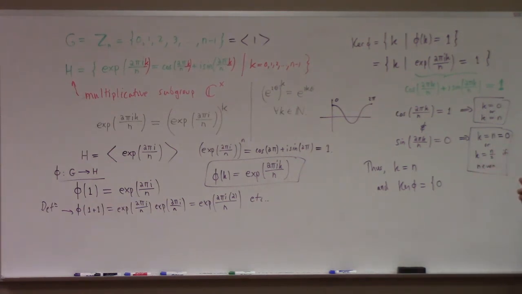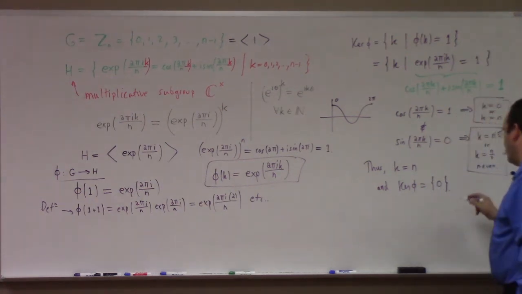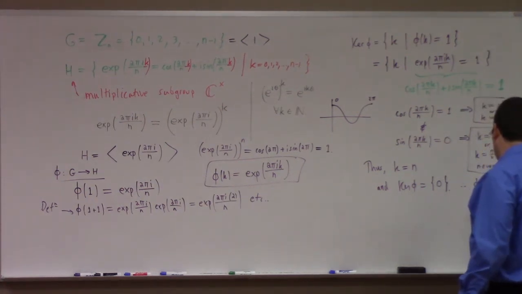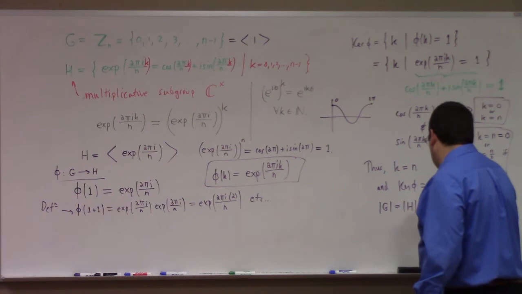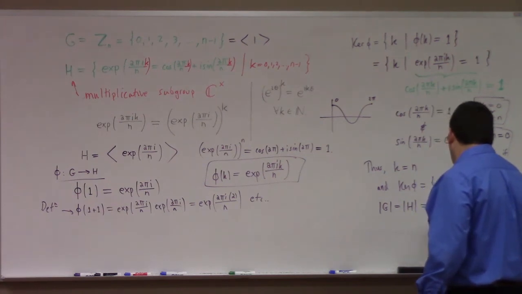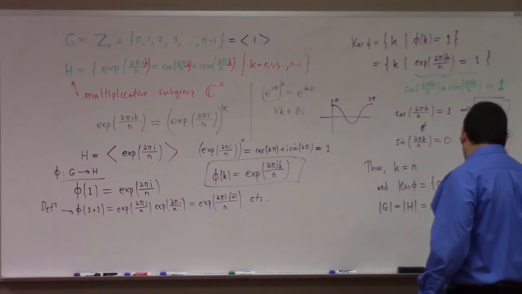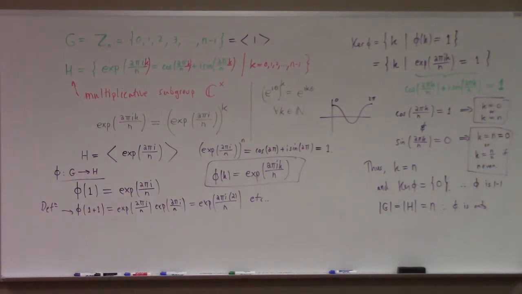So the kernel is just 0, thus phi is 1 to 1, and you notice the cardinality of G is equal to the cardinality of H, which is n, so therefore phi is onto. So phi is a bijection, right? Actually, that's a little bit out of order, because I really can't use the 1 to 1 theorem until I know that phi is a homomorphism. That theorem presupposes that phi is a homomorphism, so I have no right to do that just yet, right?